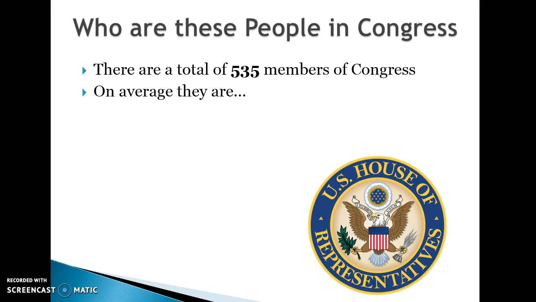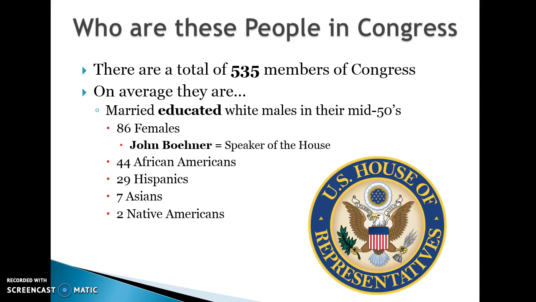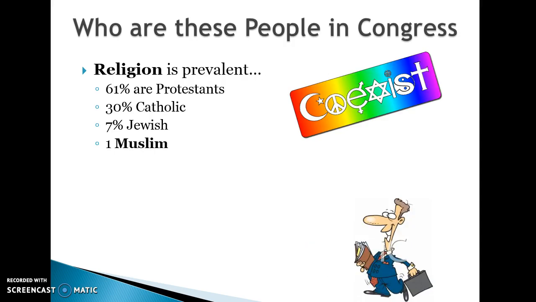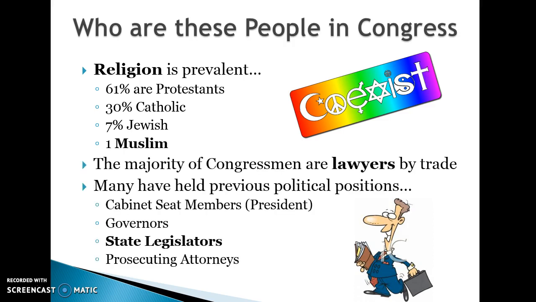So now, if you combine the House of Representatives and the Senate, you have 535 members in the federal Congress, okay? In the United States Congress. On average, they're married, educated, white dudes in their 50s. There are 86 females. There are 44 African Americans, 29 Hispanics, 7 Asians, 2 Native Americans. Religion is mostly Protestant. There's some Catholic. Almost all of them are Christian. All right, 1 Muslim, 7% Jewish.